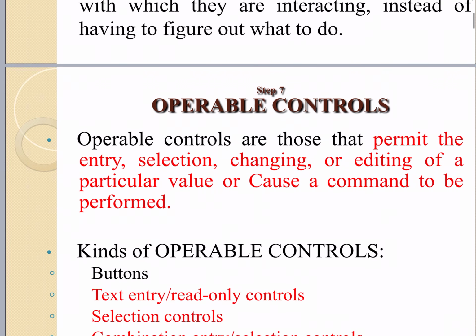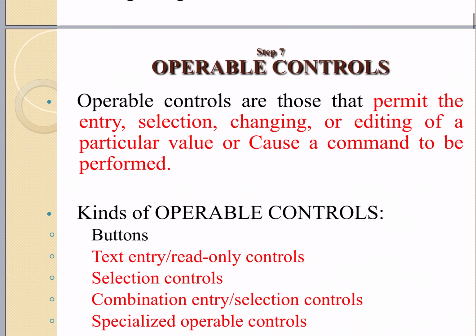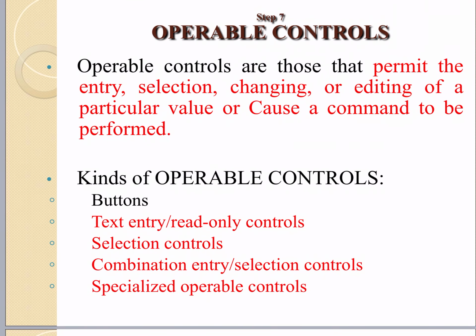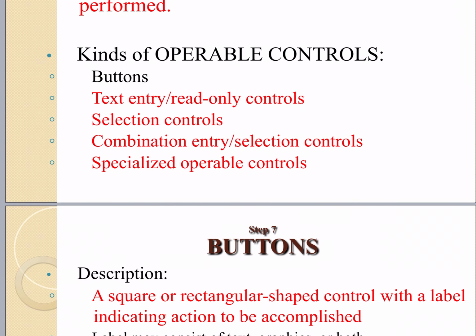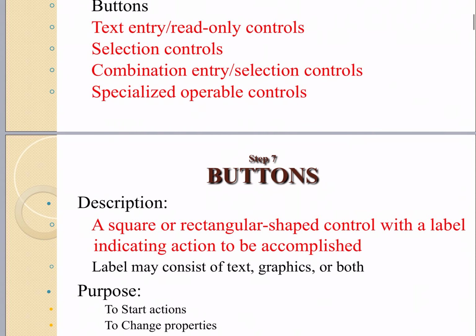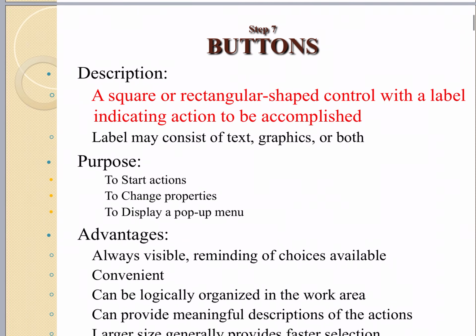Now we will see what an operable control is. Operable controls are those that permit the entry, selection, changing or editing of a particular value or cause a command to be performed. Now we will see what the kinds of operable controls are. The first one would be buttons, then text entry, read only entry, then selection controls, combination of entry and selection, and specialized operable controls. So first we will see what buttons are.